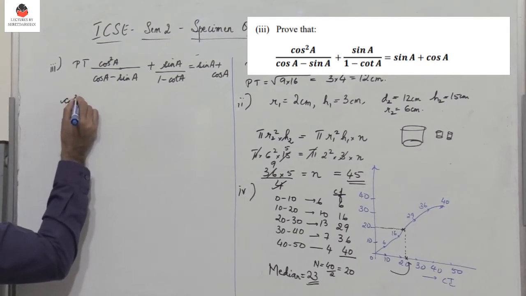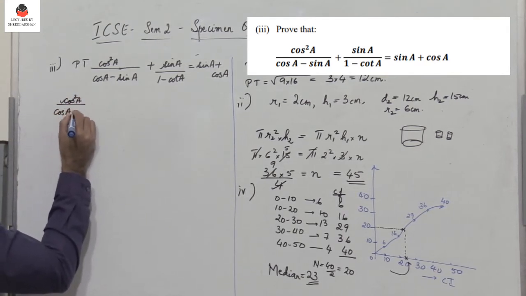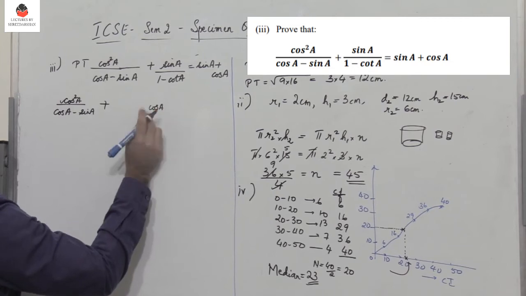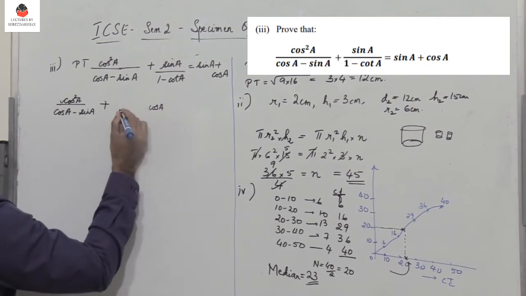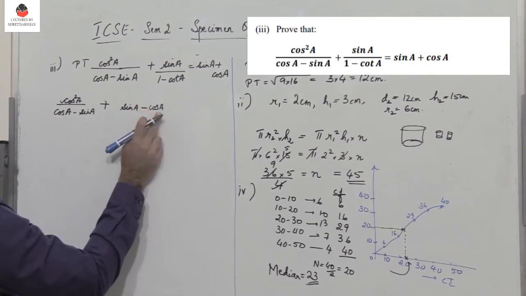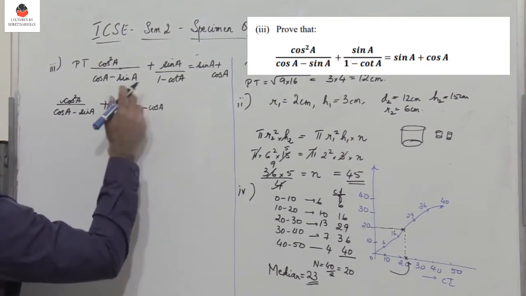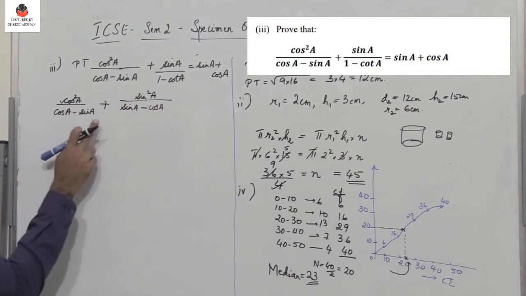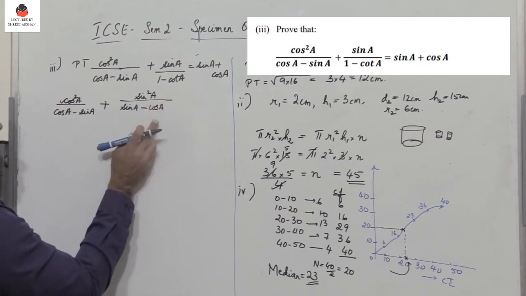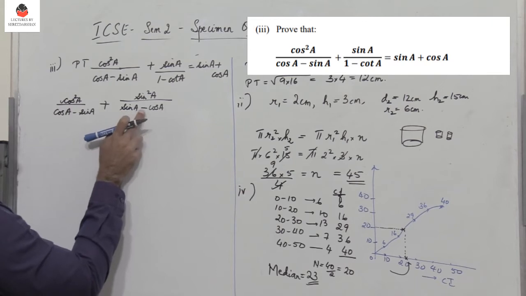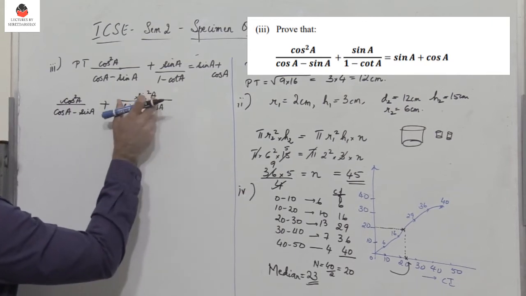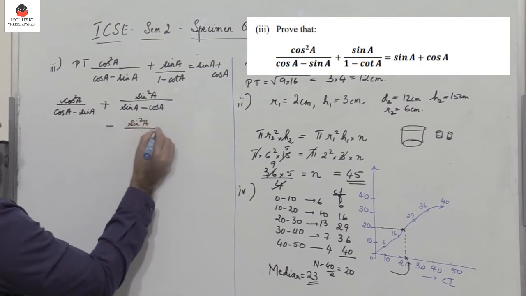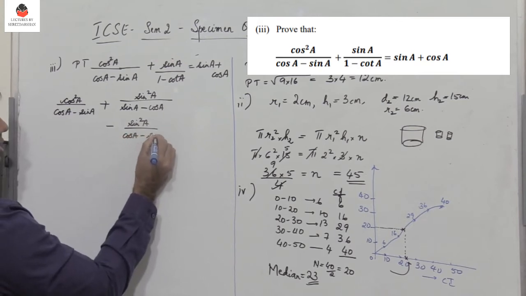So you have cos square A divided by cos A minus sine A plus sine A divided by 1 minus cot A, where cot A can be written as cos A by sine A, right? So if I take LCM, I would get sine A minus cos A, divided by sine A. I'll take the sine to the numerator, so it becomes sine square A. I've skipped a step. So cot A is cos by sine. If I take LCM, I get sine A minus cos A. Take the sine to the numerator, you get sine square A. Take minus sine throughout, you get sine square A divided by cos A minus sine A.